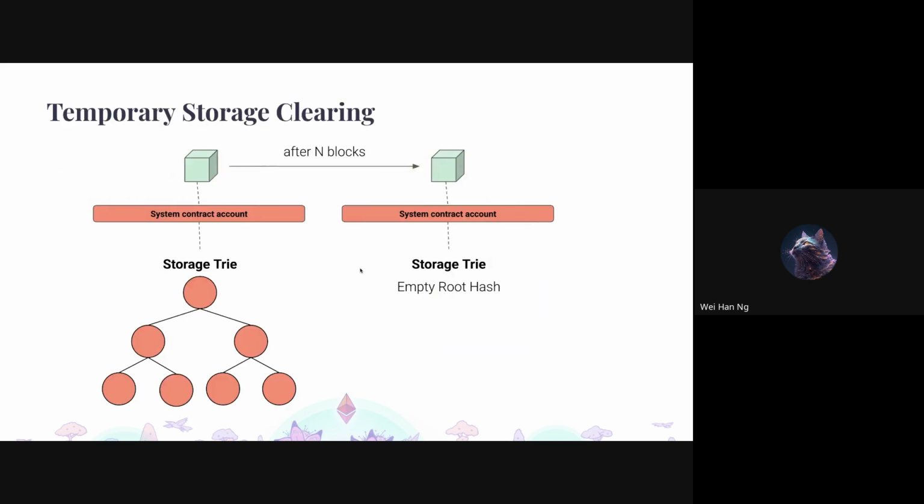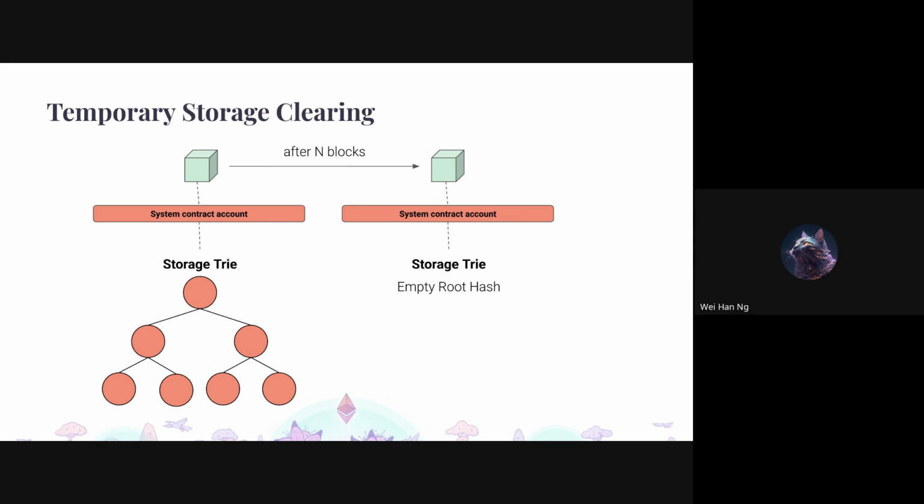So the most important part is the clearing. On a protocol level, we will say that, for example, every 6 months worth of blocks, we will be resetting the storage trie of the system contract. So originally we will have this storage trie full of temporary contract storage. Then we will reset to the empty root hash and begin from there again. So every n blocks. That's on a protocol level.